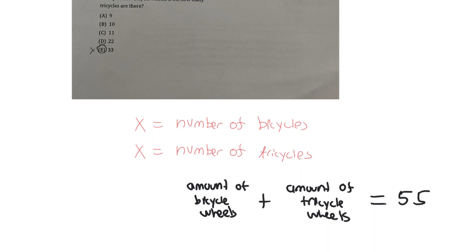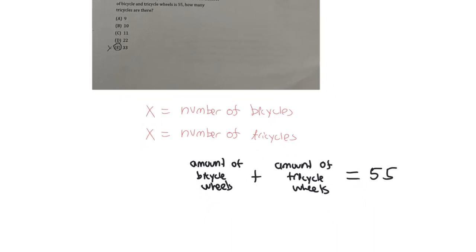Now, we need a way to represent the amount of bicycle wheels and the amount of tricycle wheels. So one way of representing the amount of bicycle wheels is to say that it's going to be two wheels times the amount of bicycles that you have. And we already know that we have X number of bicycles. So we could say that it's going to be 2X. With regards to the number of tricycle wheels, well, that's going to be three wheels times the amount of tricycles you have, which is X, right? So that's going to be 3X. And of course, we could add those, and that's going to equal 55.